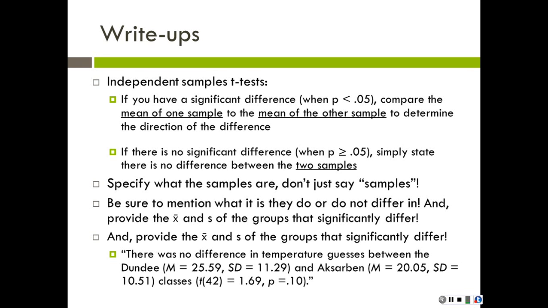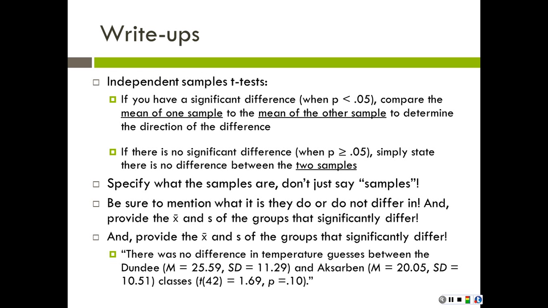If you have a significant difference, make sure you compare the mean of a sample to the mean of the other sample, so you can say these are the differences. And you can say which one was higher or lower, right? So just kind of like you did with the one sample t-test. If there's no difference, say there's no difference, right? So don't say there's no statistically significant difference, just say there's no difference, and then you can report it.